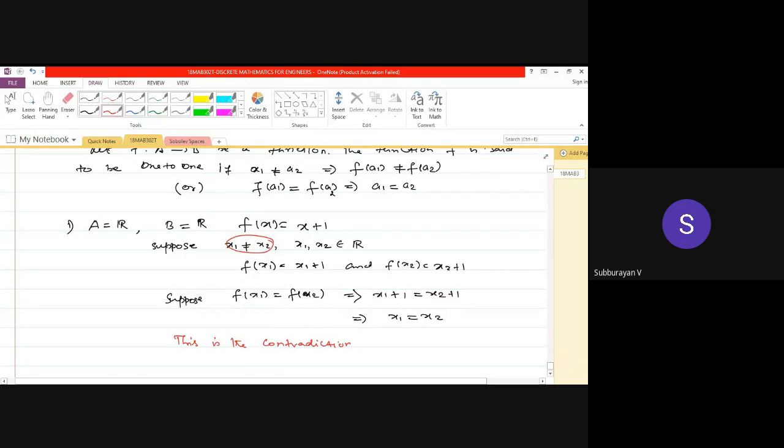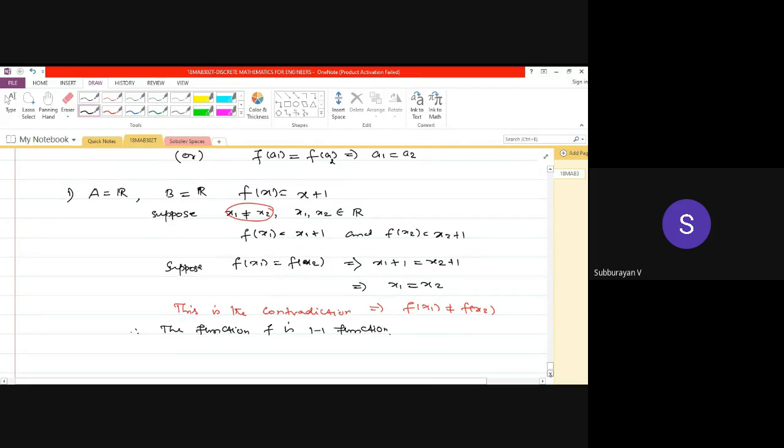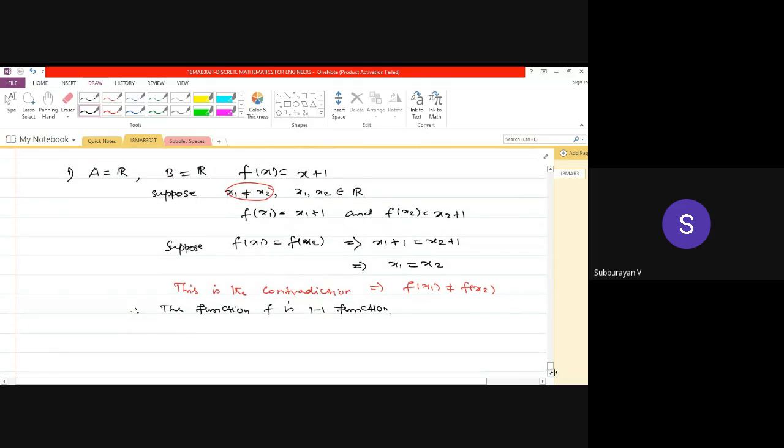This is a contradiction, which implies f of x1 is not equal to f of x2. Therefore, what is your claim? Therefore, the function f is one-one function. Okay, is it clear, guys? Is it clear? Yes, sir. Okay, fine.